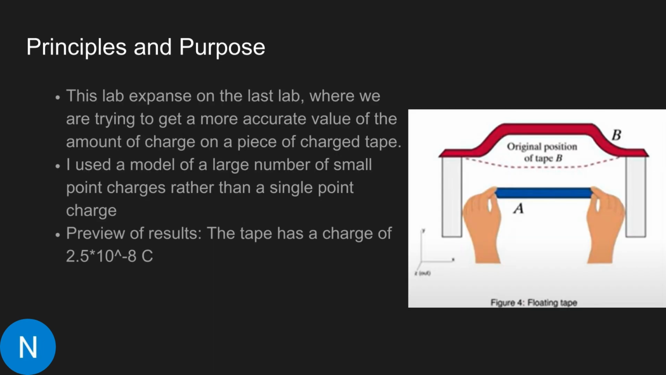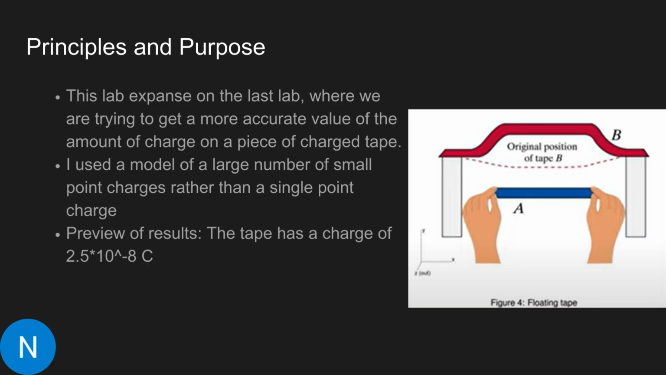So, principles and purpose. This lab expands on the last lab, where we are trying to get a more accurate value of the amount of charge on a single piece of the charge tapes. I use a model of a large number of small point charges rather than a single point charge. The preview of the results is that I got the entire charge of the tape is 2.5 times 10 to the negative 8th coulombs.